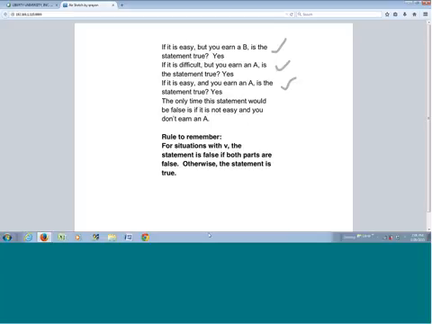The only time this would be false is if it's not easy and you did not earn an A. So that means both parts of the or have to be false for the statement to be false. So we put that in our rules to remember with disjunction. The statement is false if both parts are false. That's the only time it's false. Otherwise, the statement is true.